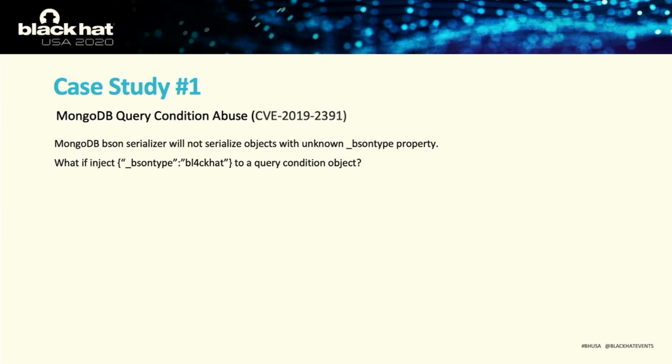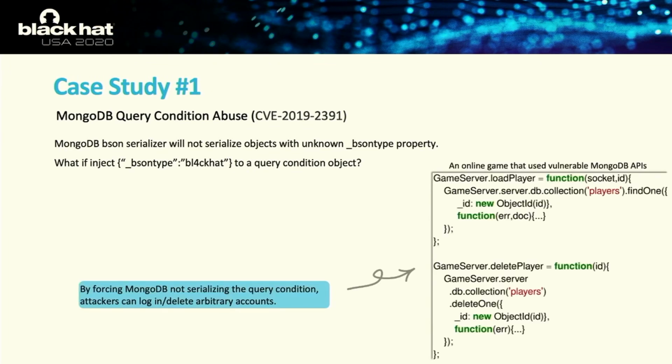So what if we abuse this logic in a query condition object? The code on the right is an open source online game. The online game used the vulnerable MongoDB API to implement its user management logic. As shown in the picture, there are two APIs implemented by the online game. The first one is about loading a user, and the second one is about deleting a user.